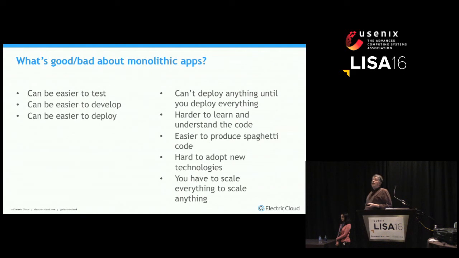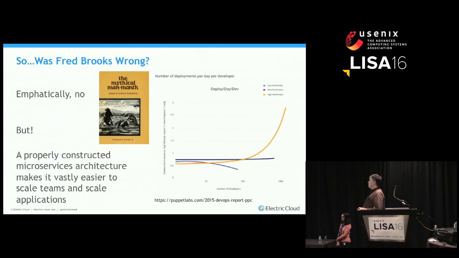So monolithic applications are not all bad, but the things that we've covered so far still apply: you can't deploy anything until you deploy everything, right? It's harder to learn and understand this code. It's a lot easier to introduce spaghetti code. It's a lot harder to adopt new technologies, and you've got to scale everything to scale anything. So the usual bad things apply. So I've talked a little bit about the divide and conquer problem. The natural question to ask is, was Fred Brooks full of crap? No, definitely not. The problem remains.